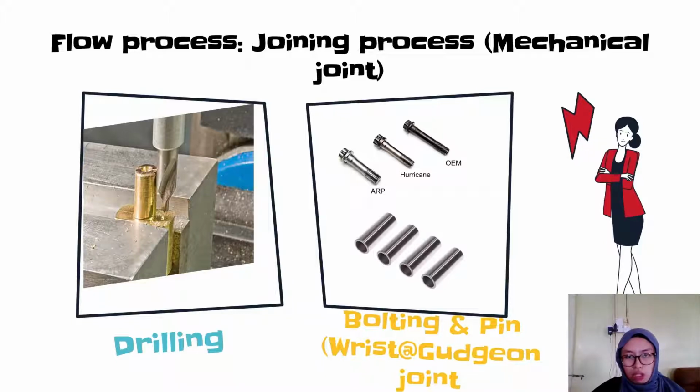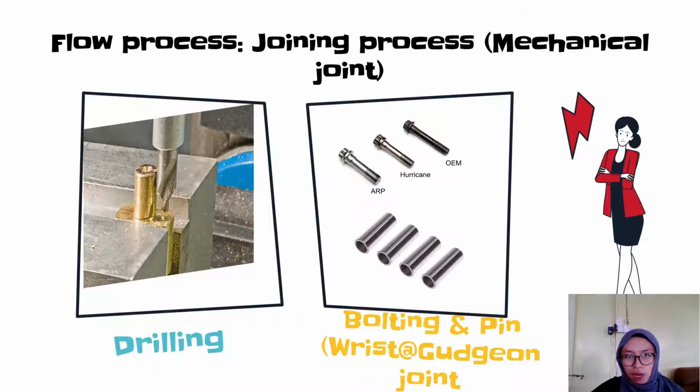We need to drill a hole in both sides of the connecting rod to join it with the bolt and nut. Firstly, we need to make a center drilling for the big end bolts by using a 10 mm drill tool. After that, we drill both sides of the bolt holes using a 3 mm size. The second step is bolting and pin joining.